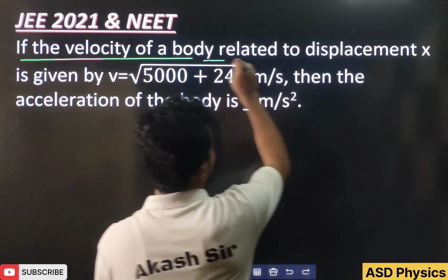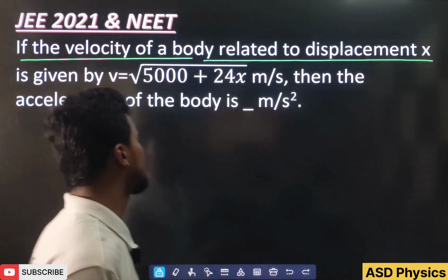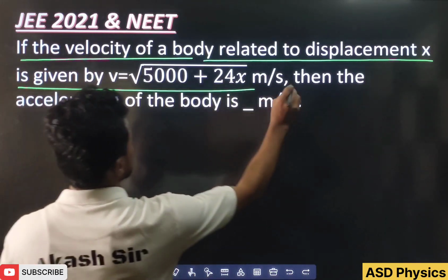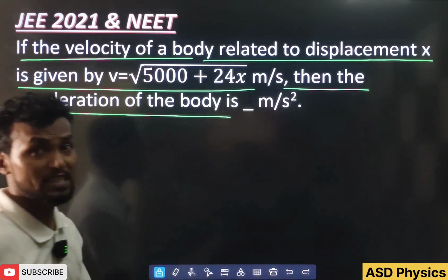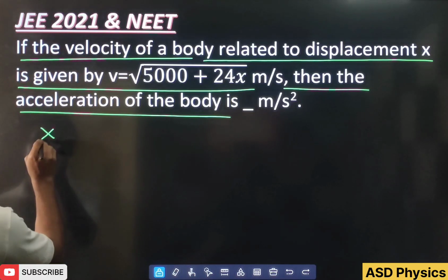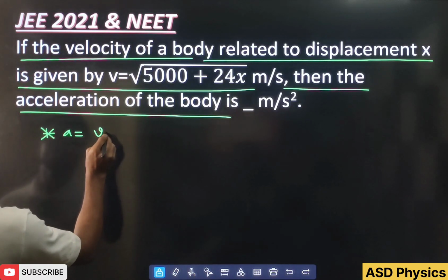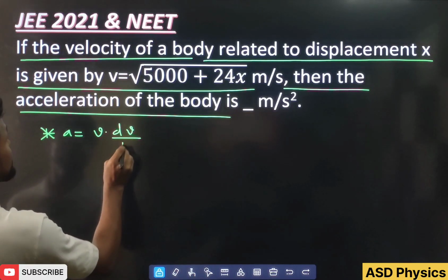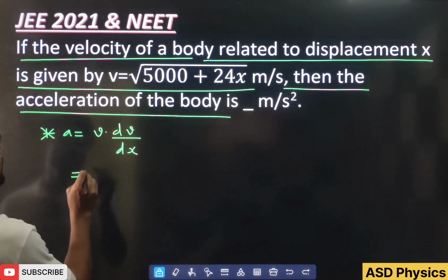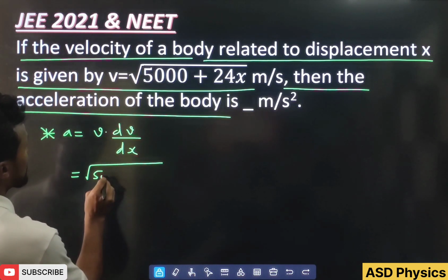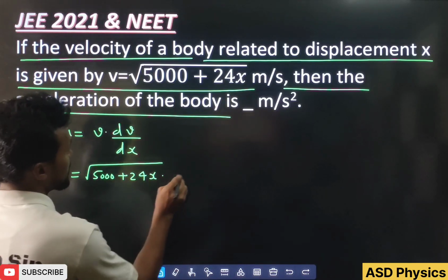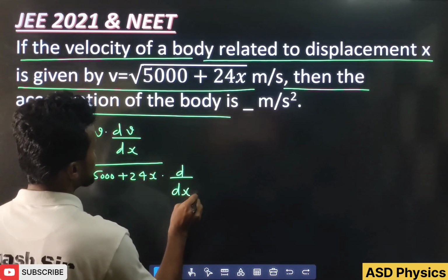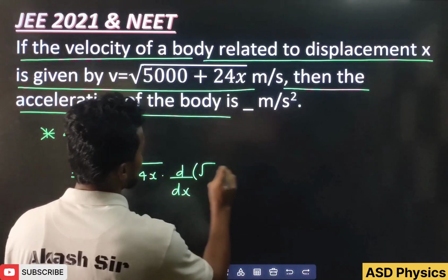Great. Now the next question: if the velocity of a body related to displacement x is given by this expression, then what is the acceleration of the body? Here also it is the same story, but in a slightly different way. So a equal to v into dV by dx. Put the value of v: it will come as 5000 plus 24x into d by dx of 5000 plus 24x, all under the root.